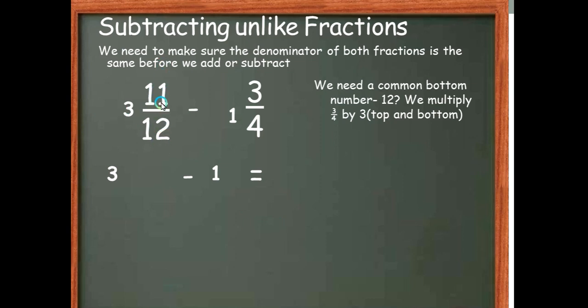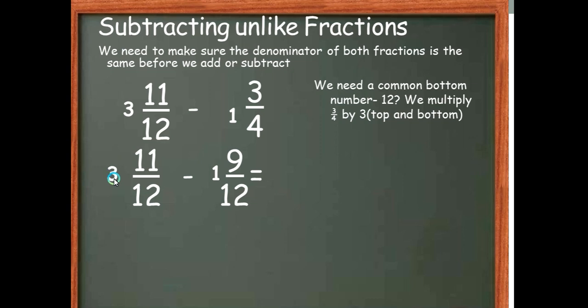Now, the fraction part is 11 over 12, 3 over 4. Since we are not changing 11 over 12, it's going to remain the same. So this is our denominator, 12. Now 11 is going to remain the same because we did not multiply any number. But here we multiply by 3. So 4 times 3 gives us 12. So 3 times 3 will give us 9. So 11 minus 9 is going to be 2.